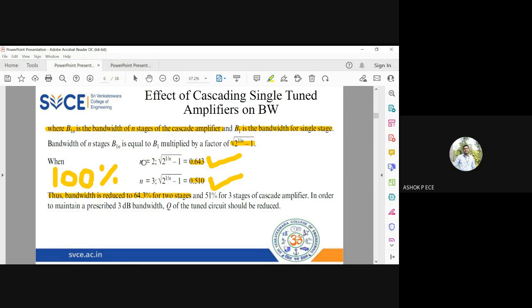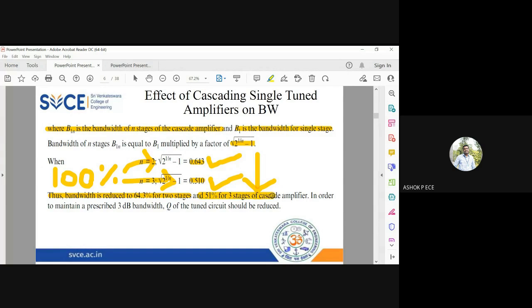For a single stage, the bandwidth is 100 percent. When I cascade one more stage, from 100 it becomes 64.3. If I cascade three stages, from 100 it becomes 51. The bandwidth is becoming about half, 51 percent. So as you can see, as we increase the n value, the bandwidth keeps on decreasing.